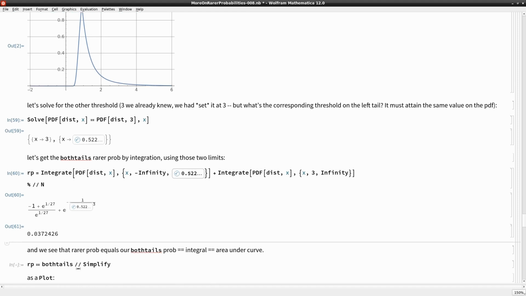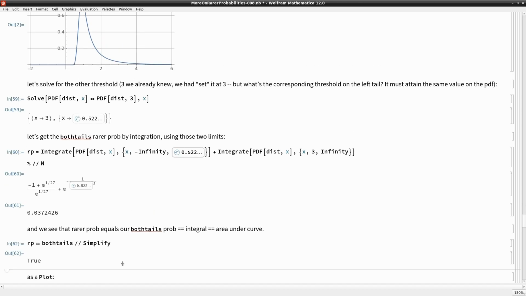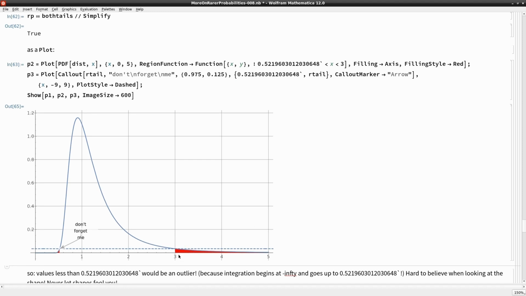Okay, and here we see that the RarerProb equals the both-tails probability that we had just computed. When we ask if they're the same, we're getting True. All right, that's great. And now let's plot this situation. And what do we see? We see clearly the right side above 3, but it's easy to miss that we have a very small itty-bitty patch of red here on the left side from -infinity to 0.522. This is exactly the lower limit that we had just computed, and it's very easy to forget. It's very easy to miss.